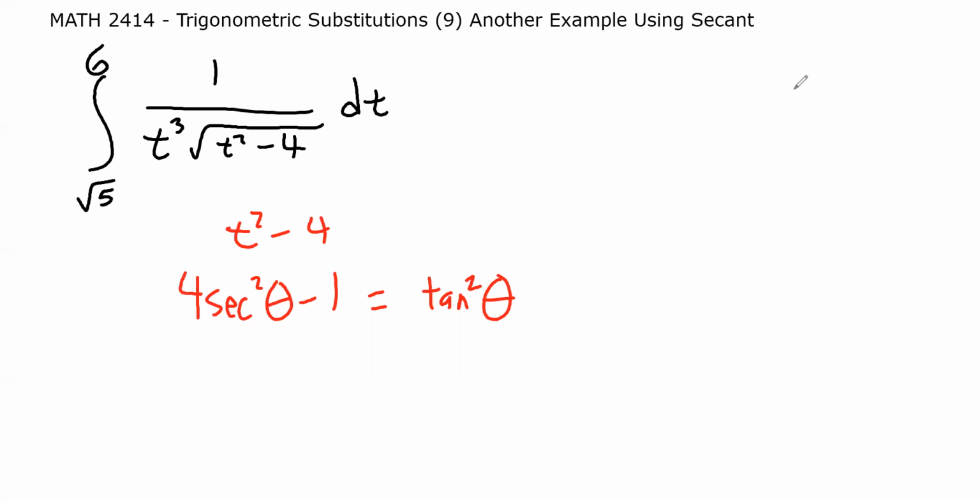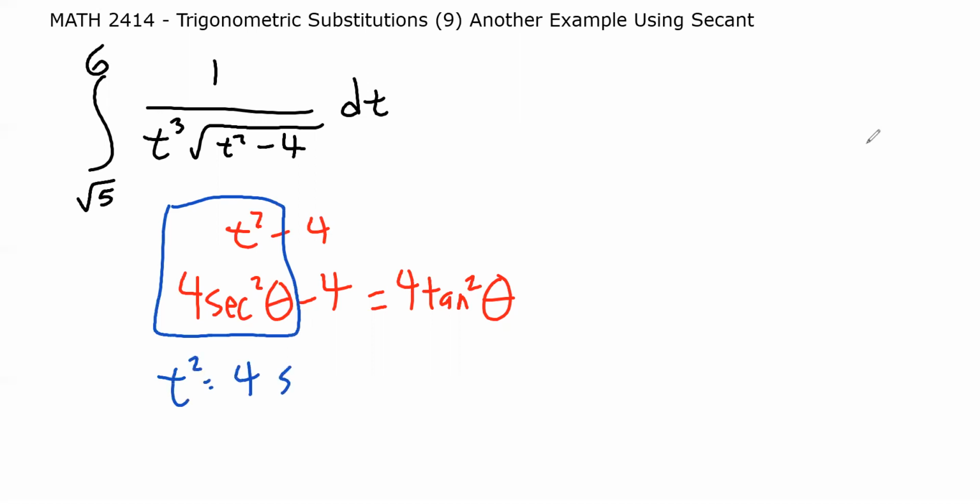So 4 secant squared theta minus 4 is equal to 4 tangent squared theta. Now that we got the minus 4s lined up in the subtraction problems, we only have to compare our variable terms. t squared is equal to 4 secant squared theta. And if we solve for t by square rooting, we get t equals 2 secant of theta. So that's going to be our substitution. Let's clean it up.